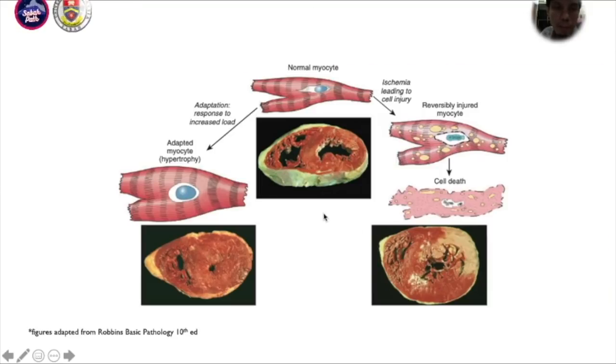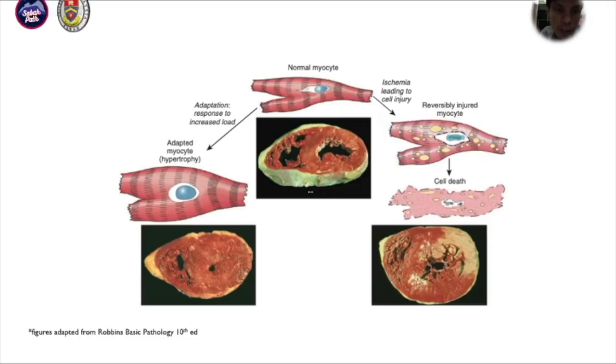Okay, in permanent cells, an example is cardiac muscle. Particularly in patients with hypertension, usually the high pressure within the circulation will give increased load to the left ventricle, causing left ventricular hypertrophy.